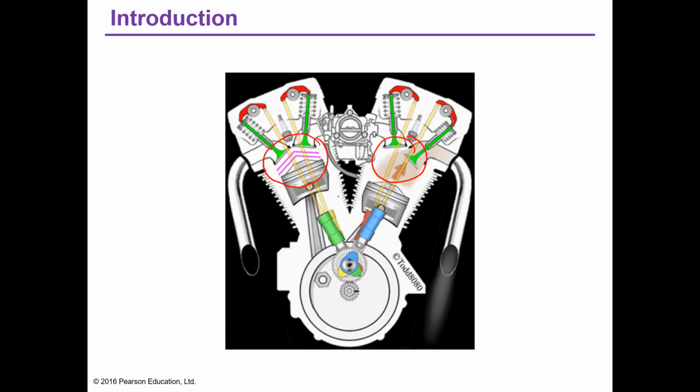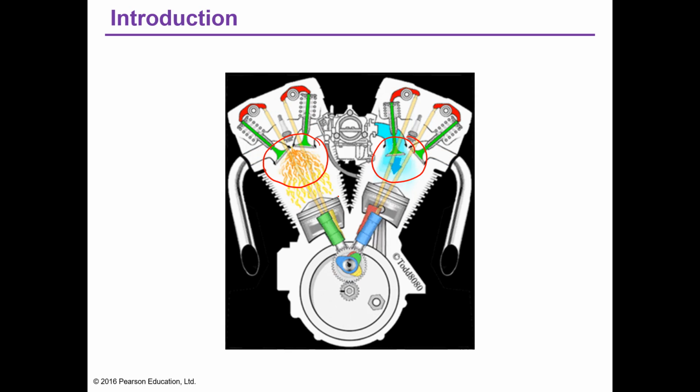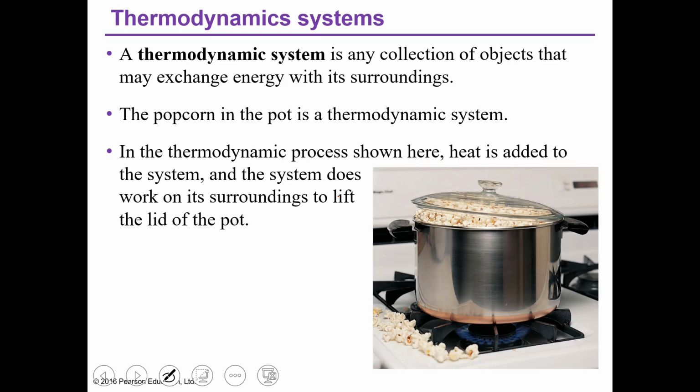What is a heat engine and what is a refrigerator? Okay. Next, let us define thermodynamic system. It is any collection of objects that may exchange energy with its surroundings. Say, for example, the popcorn in the pot. This is an example of a thermodynamic system.